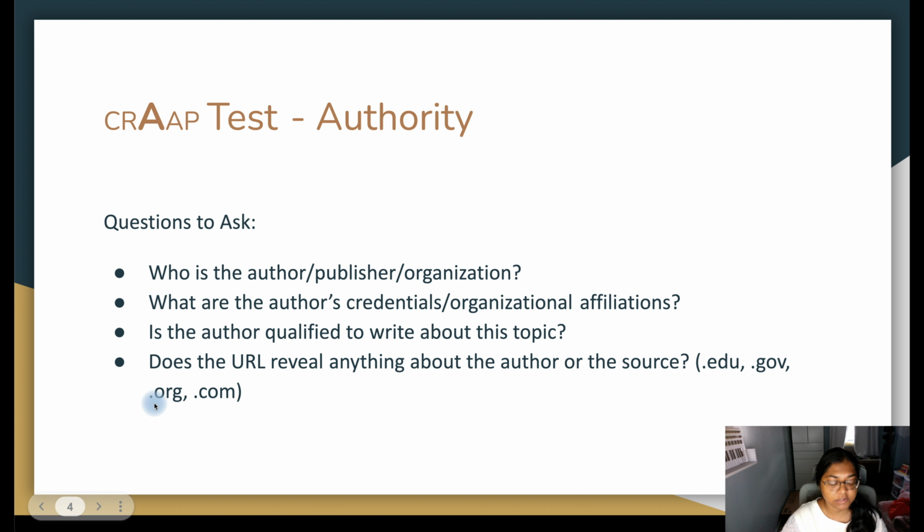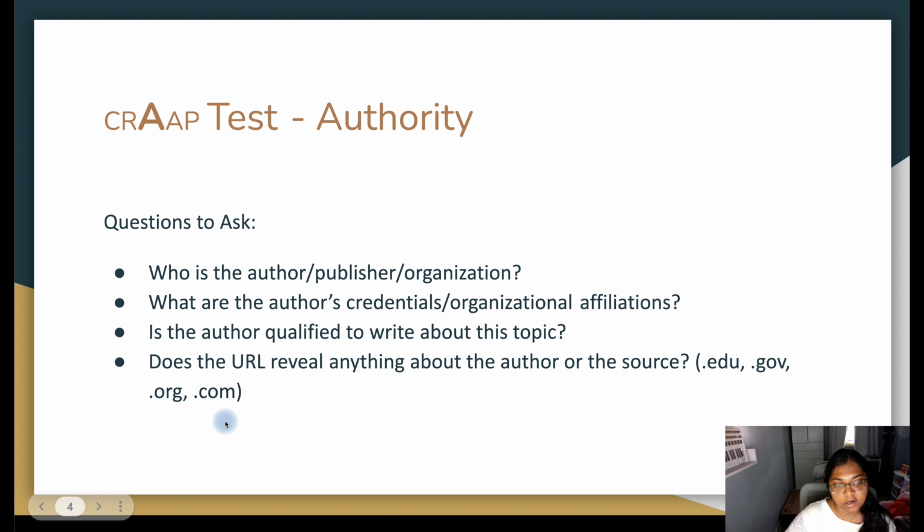Next, we have .org sources. So these are organizations. There are a lot of .orgs that are completely unbiased and they're just presenting information. And then there are some .orgs that have certain religious affiliations, or they may have political affiliations, etc., that may influence the information that they're presenting and the way that they're presenting that information. So .orgs can be biased or they can be unbiased, but you just have to read with a critical eye.